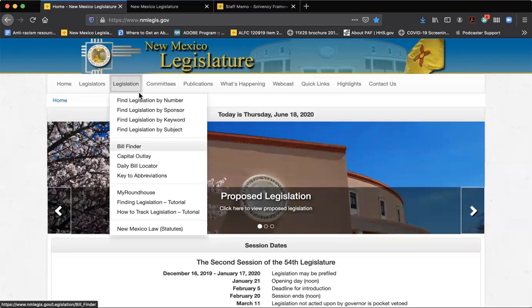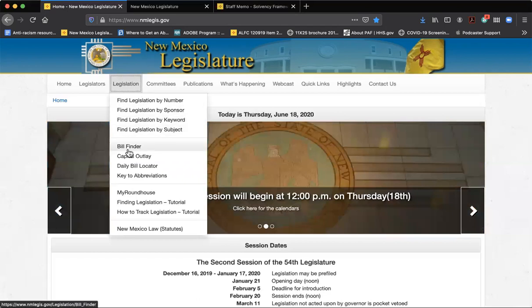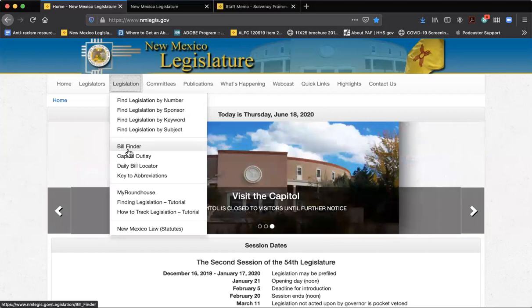You can also look to see Bill Finder is a little bit more specific. It gives you those extra searches like you have up here, but then it also gives you the opportunity to see or do searches by movement, either by a committee, by governor, so on and so forth.